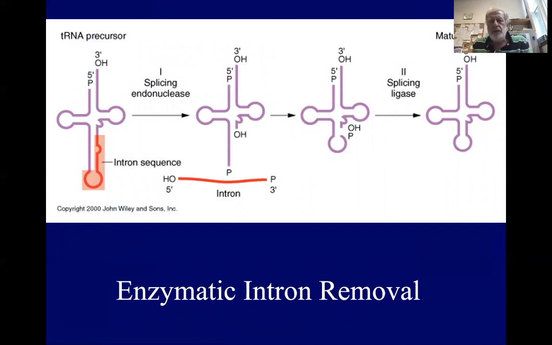And so removal of introns then depends on enzymes in transfer RNA. You can see there's the intron in the pink box, and it gets cut out with a splicing endonuclease, and then will be degraded, of course, and then a splicing ligase will come in and splice the rest of the molecule together, the exons. And that's how we process a transfer RNA molecule.